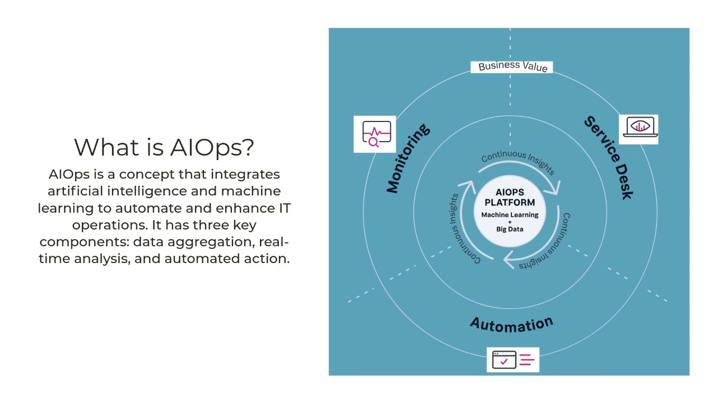We implemented AIOps for them, starting with data aggregation, pulling in data from all of their systems, including servers, databases, and cloud services. Instead of siloed data, we brought it all into one place. Then came real-time analysis. AIOps used AI to analyze this data and spot unusual patterns. For example, one weekend, the system detected a surge in traffic that could have overwhelmed their servers.